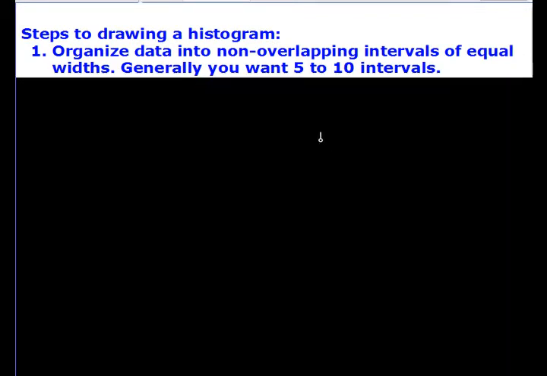So the first step says to organize our data into non-overlapping intervals of equal widths. Just like we were looking at with the last one, we went 0, it's equal to 0 but not equal to 5, equal to 5 but not equal to 10, so we were going up by the same amount every time. So generally you want 5 to 10 intervals. 5 if you don't have a wide spread of data, 10 if it's more.